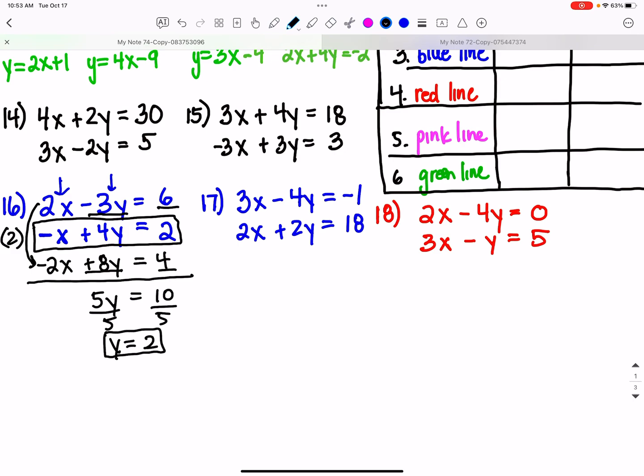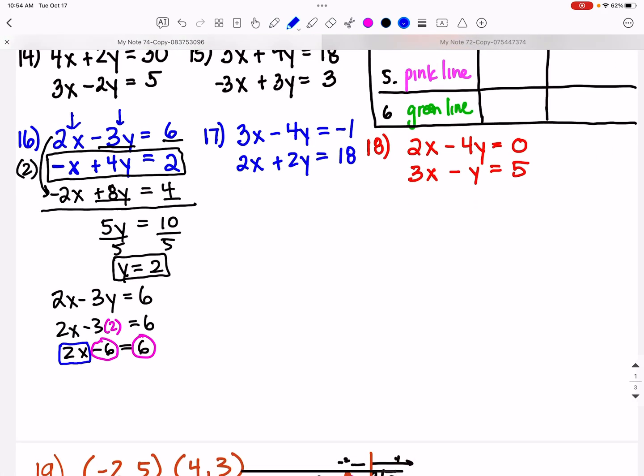Now I look at the equations and I pick the easiest one. I'm going to say 2x minus 3y is 6. But y is 2. So 2x minus 3 times 2 is 6. 2x minus 6 equals 6. If I make my teams, there's a number, there's a number. There's that.